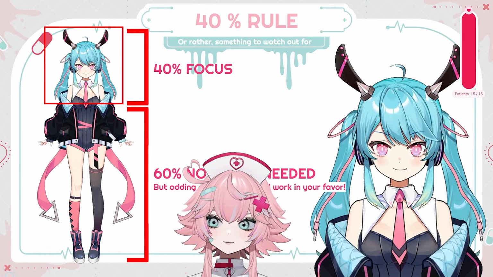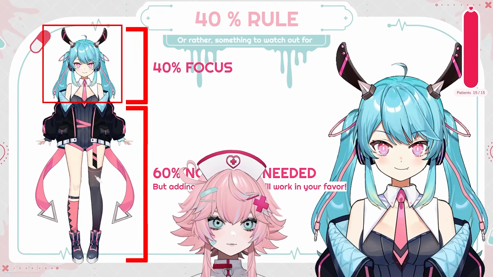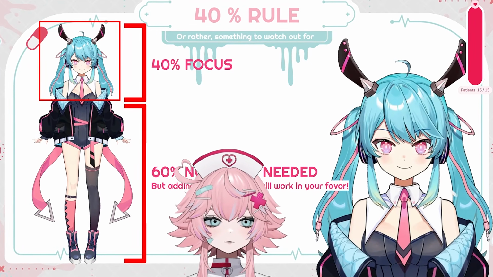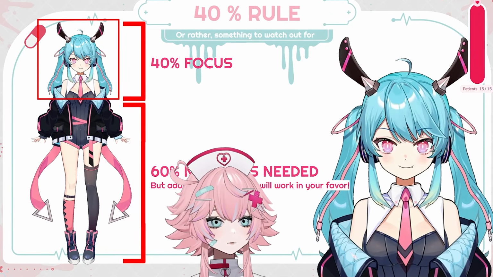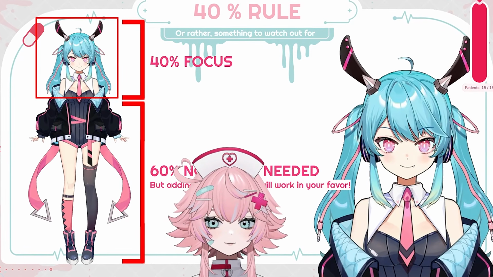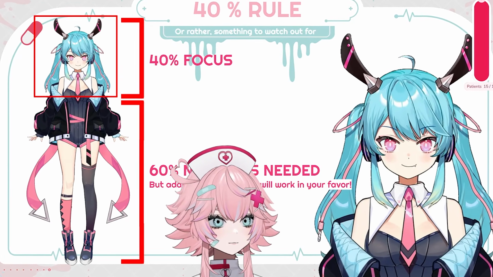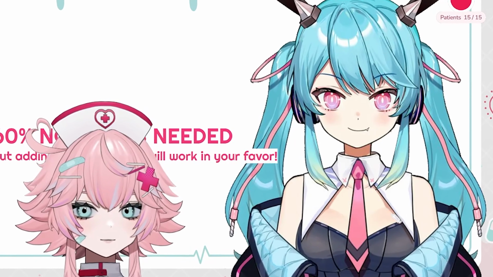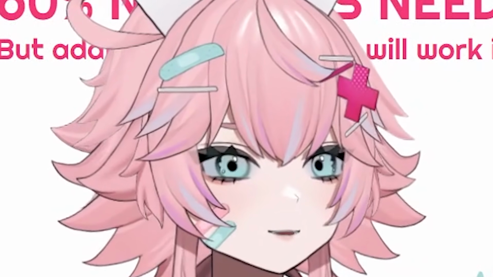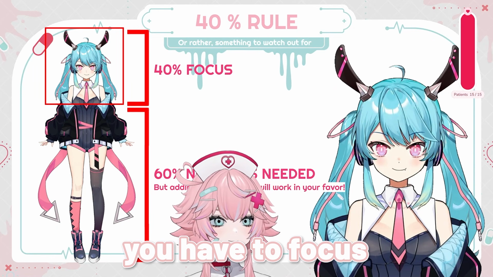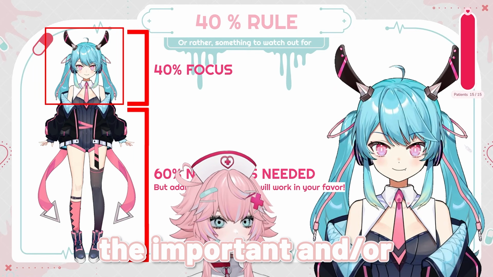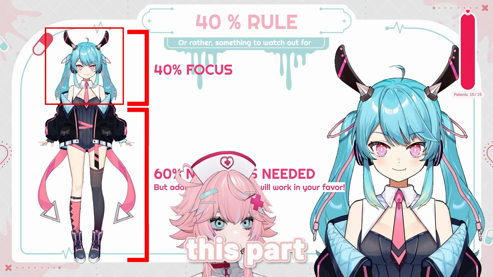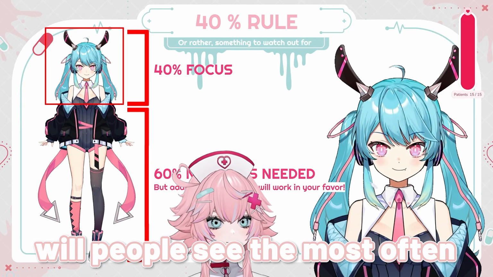That doesn't mean that this part of her design is boring, because she put a lot of thought into this part of her design too. But the most important part of her design, this here, is already very recognizable. She has a good balance, like a cut here with the jacket, and then it breaks open to reveal a little bit of titty, because titty is very important. Basically, you have to focus the important or the very interesting parts of your design on this part, the part that people will see the most often.